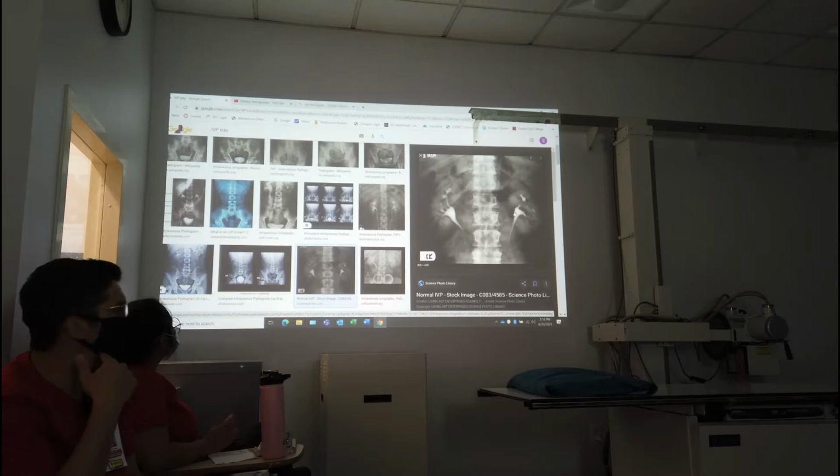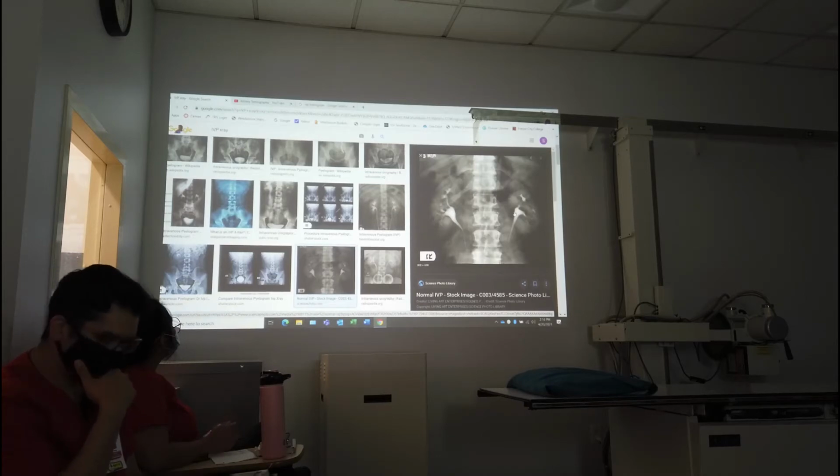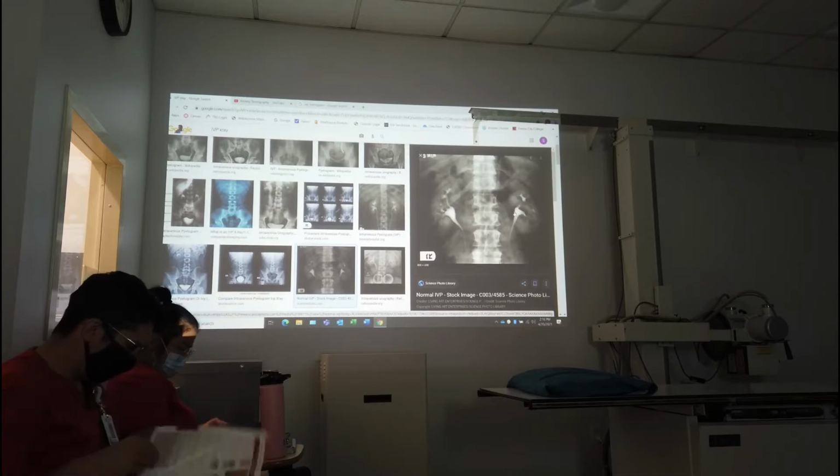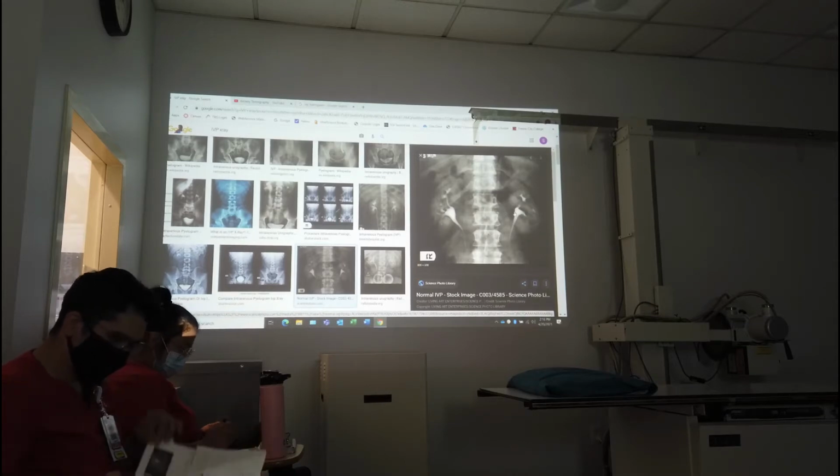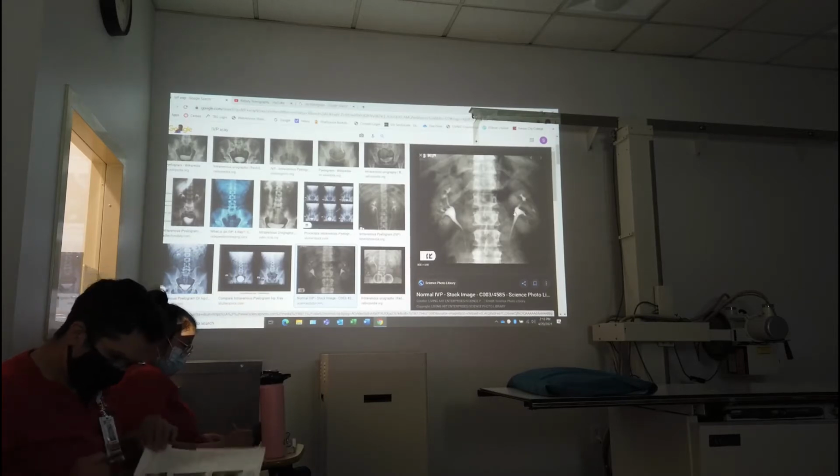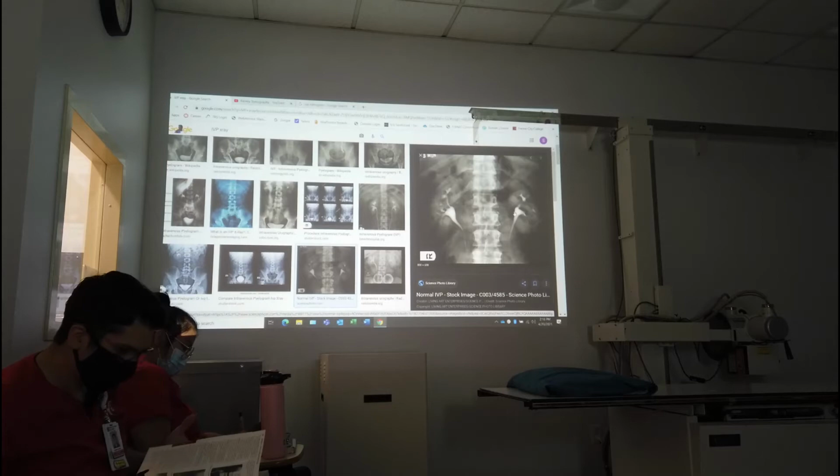When it comes to iodine, there are 2 different types of iodine. There's actually 3. One's called a low osmolality one, but there are 2 main types. One is an ionic type, and the other one is a non-ionic type.